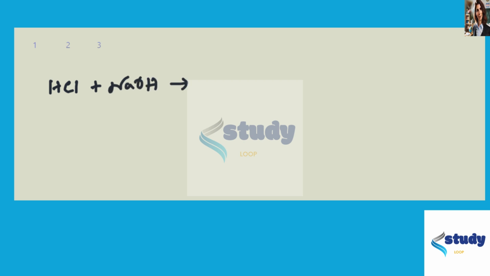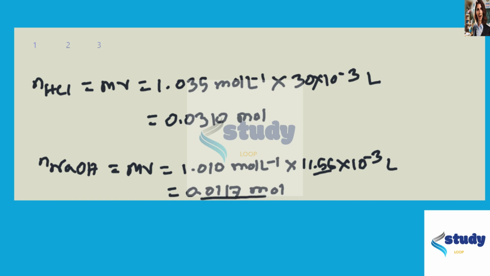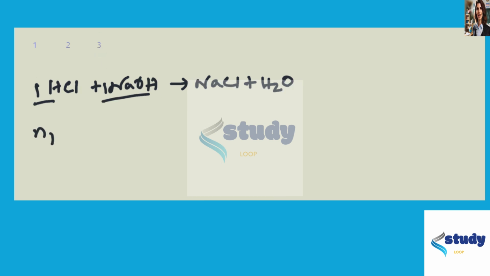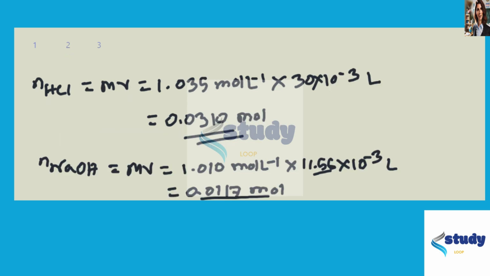Now we'll write down the balanced equation for the reaction between HCl and sodium hydroxide. So it is a simple monoprotic acid. That means it will be a 1:1 reaction. That means 1 mole HCl will react with 1 mole sodium hydroxide. That means this much mole sodium hydroxide will react with the same number of mole of HCl. That means the number of mole of HCl excess will be the same as the number of mole of sodium hydroxide, which is 0.0117 mole.